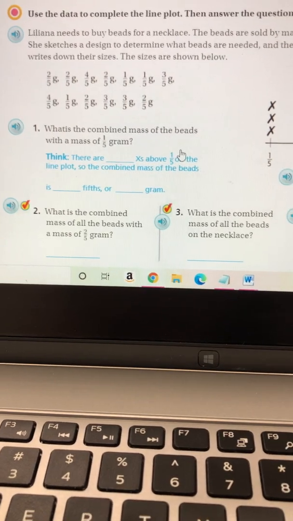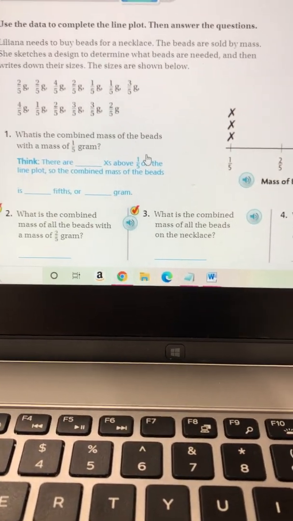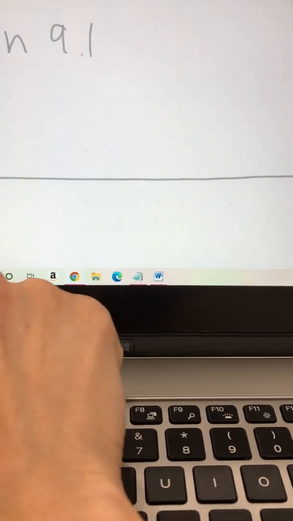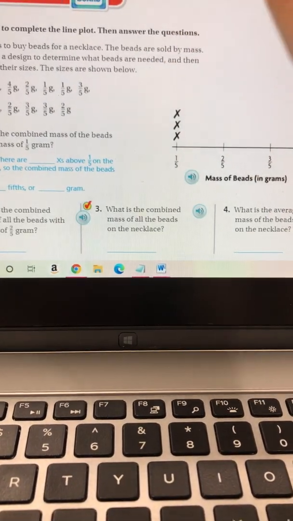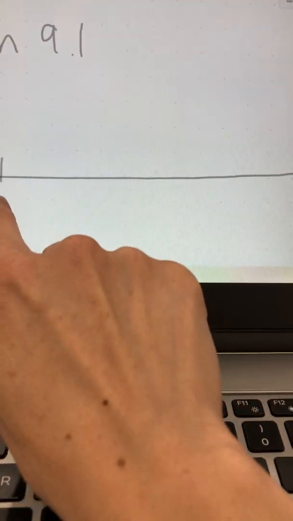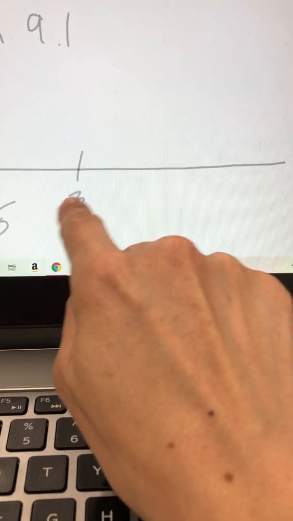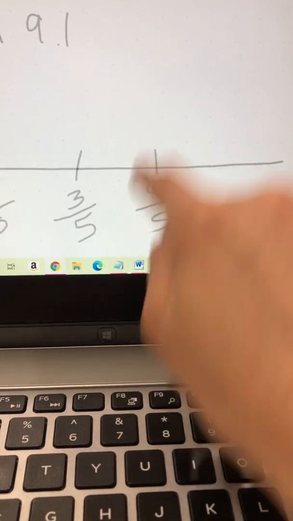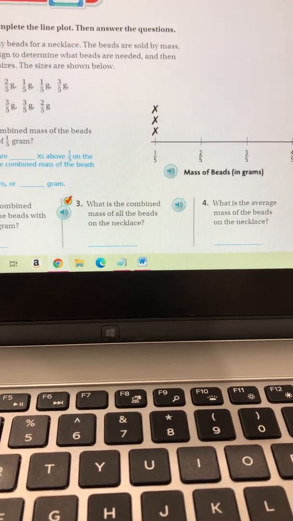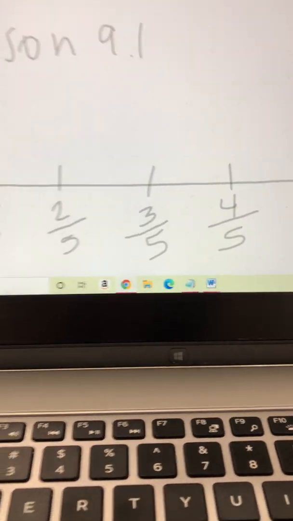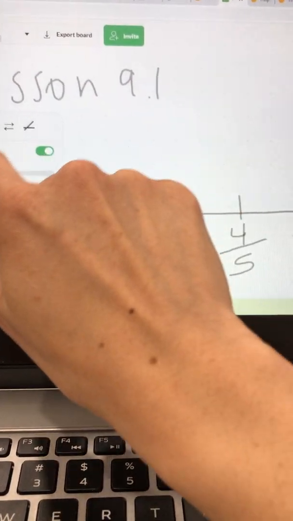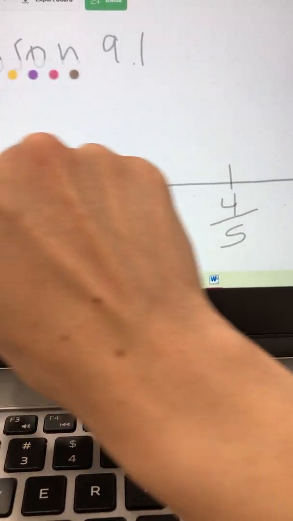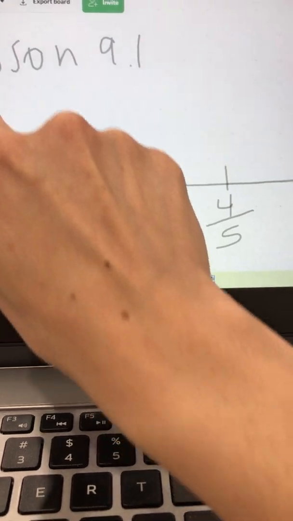Okay, so let me grab the whiteboard, and I'm going to draw the same line plot, or try to. 1/5, 2/5, 2/5, 3, what is it? 4/5. Oops. Okay, so it goes up to 4/5. So we already know that we have color. Let me get that color. Let's use blue. 3 x's for 1/5.